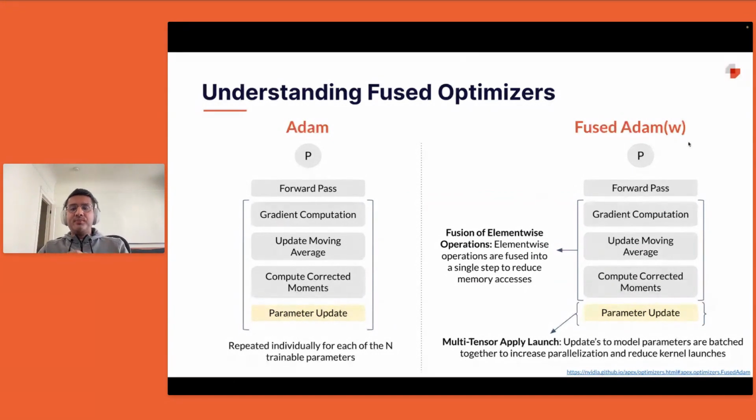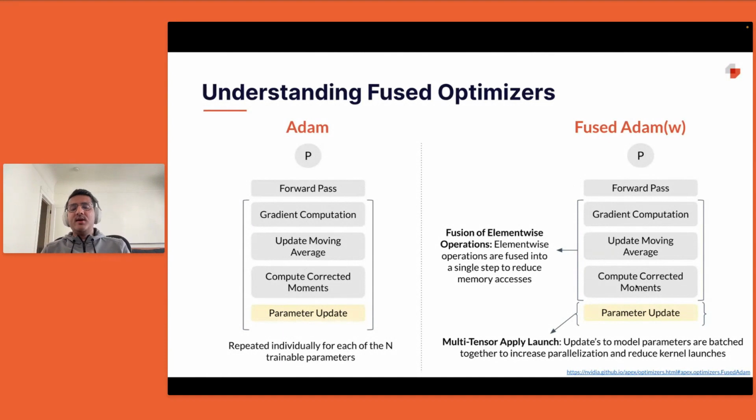But what fused optimizers offer is two big things. The first is kernel fusion, where they group gradient computation, moving average, and correcting moments as a single operation, as opposed to three different read, write, and compute operations. And so this is significantly faster than doing it the traditional Adam way.